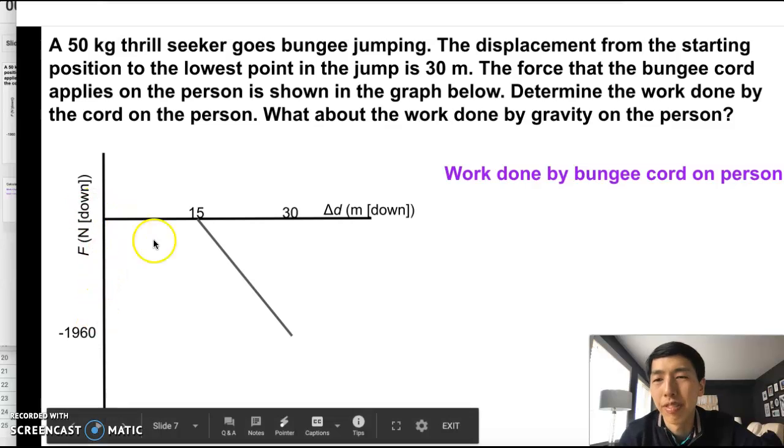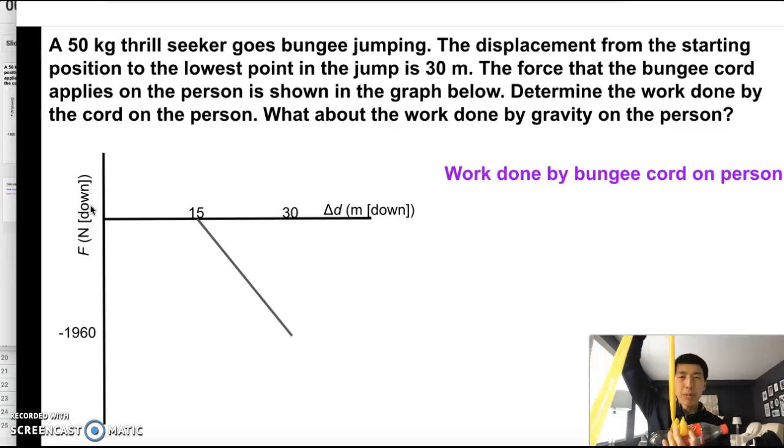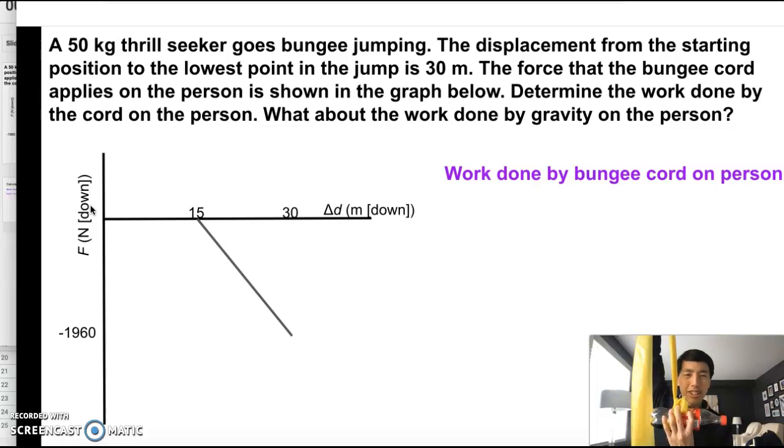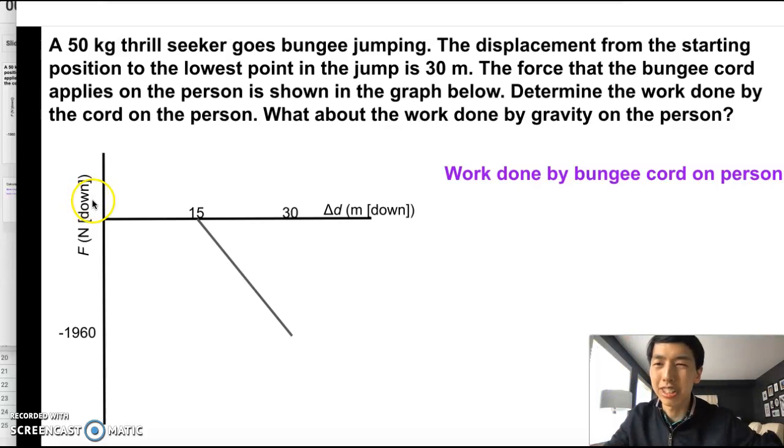Okay, now I've labeled the vertical axis force in newtons down. Force, this is the bungee cord, remember? This is the force of the bungee cord in newtons down. But the bungee cord applies a force up on the person, doesn't it? The bungee cord applies a force upwards on the person. So why did I label this down?